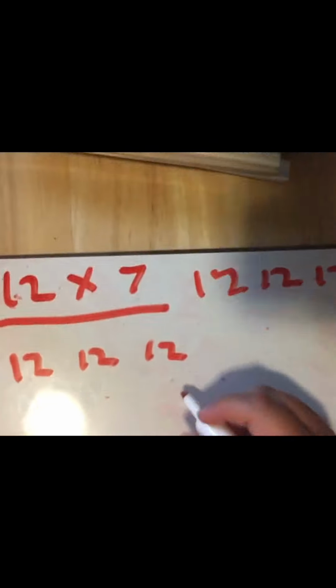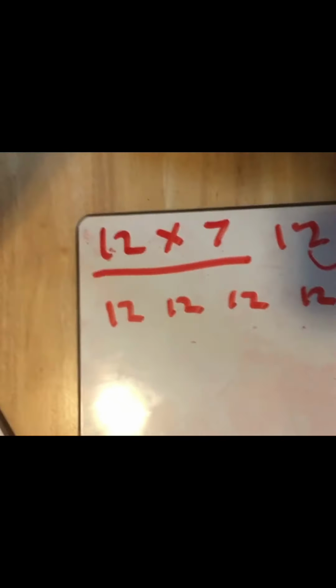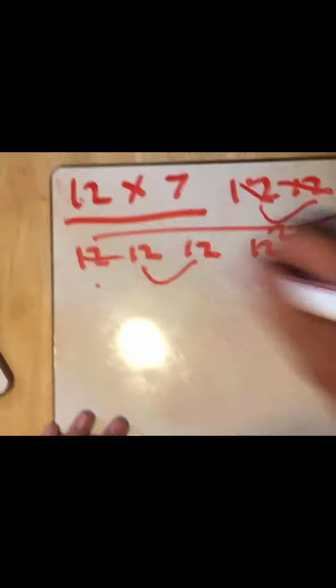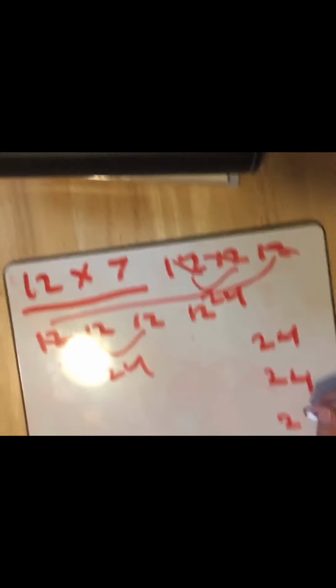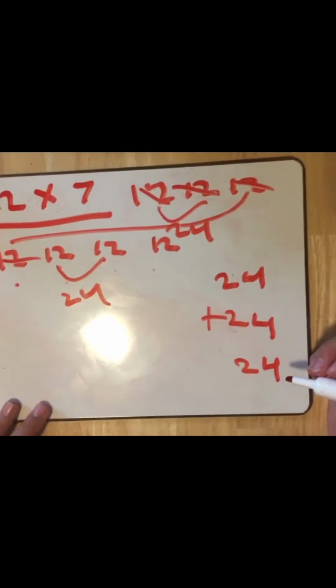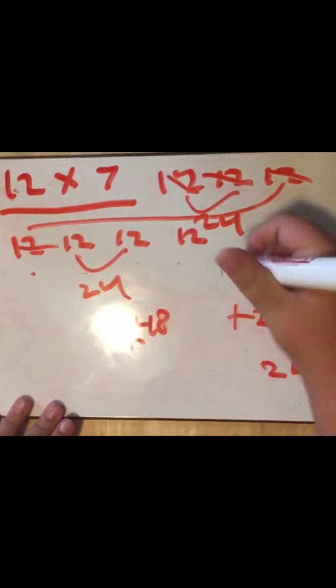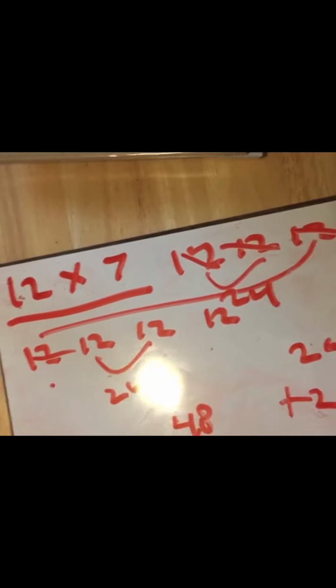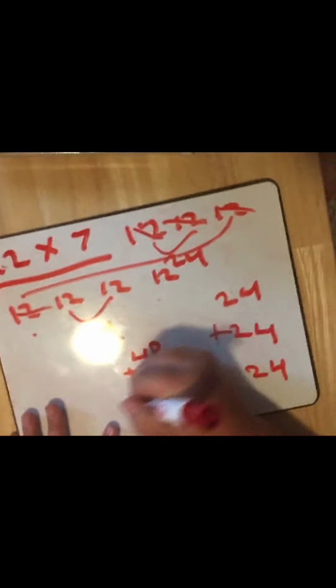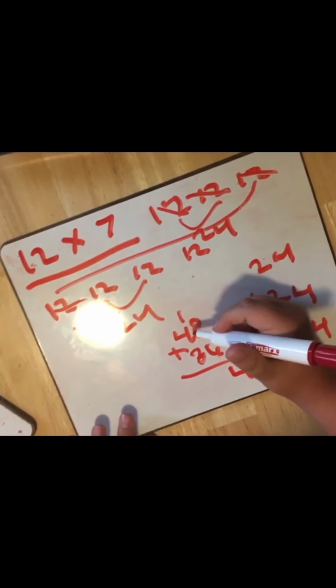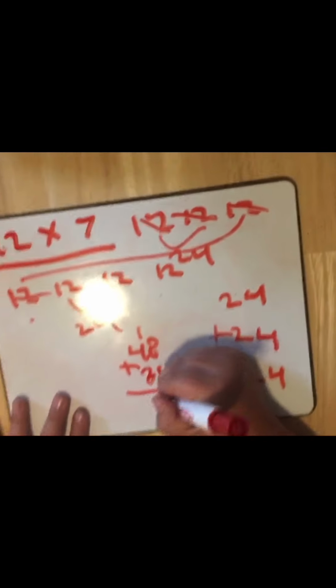Okay, now we're going to do 12 times 7. So we're going to do the 12, 12, 12, 12, 12, 12, 12, which is 7. So 12, 12, which is 24. So we have two 24s right now. 24, 24, and then 24, 24, which is 48 plus 36. So then we're going to take our 36 plus our 48, and then 4 plus 4 is 8. All right, so now we have our 84.